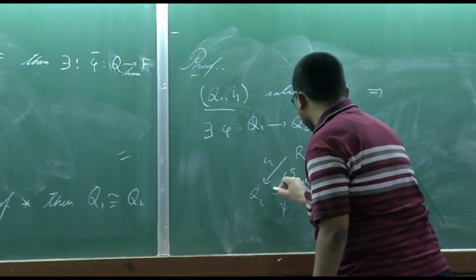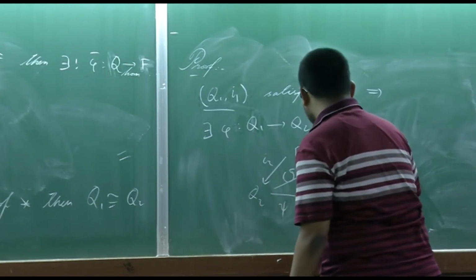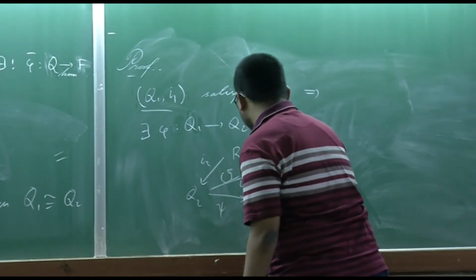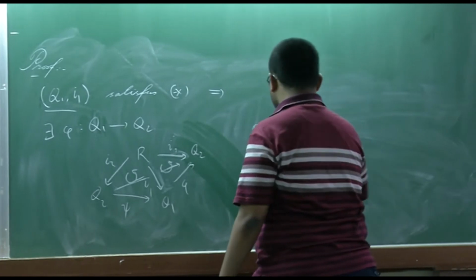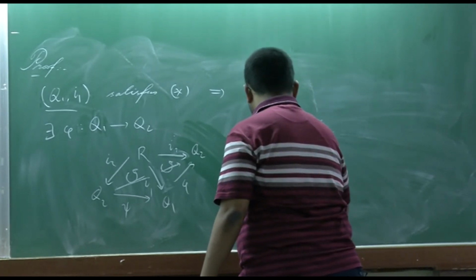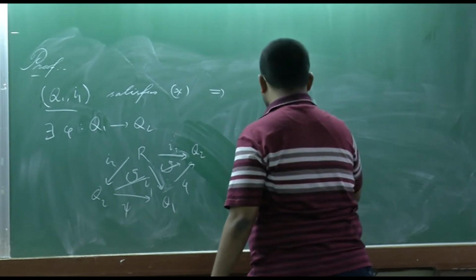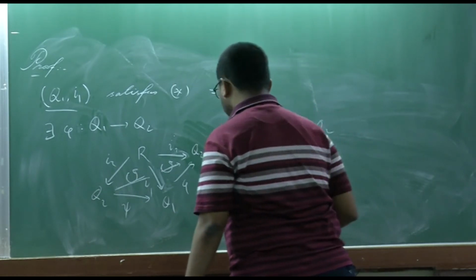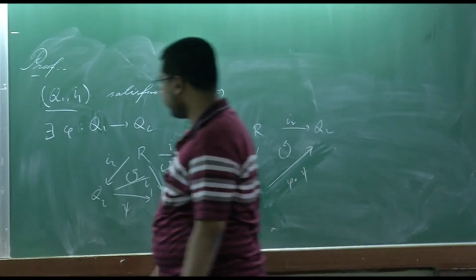Now, what you do is you simply take psi compose phi, which is a map directly from Q1 to Q2, and do this diagram separately. Here we have I2, and here we have phi compose psi. Okay, good.